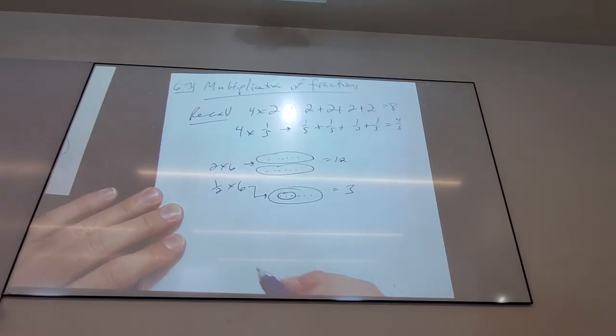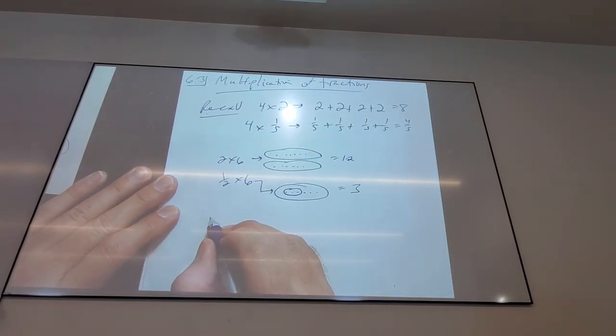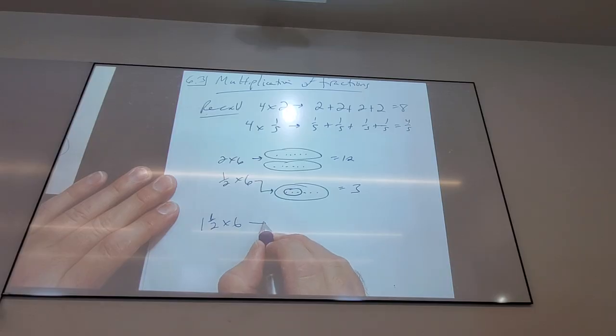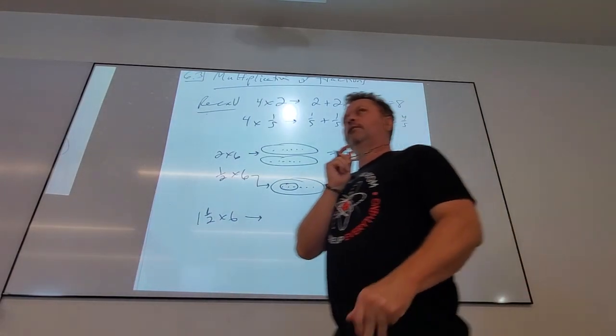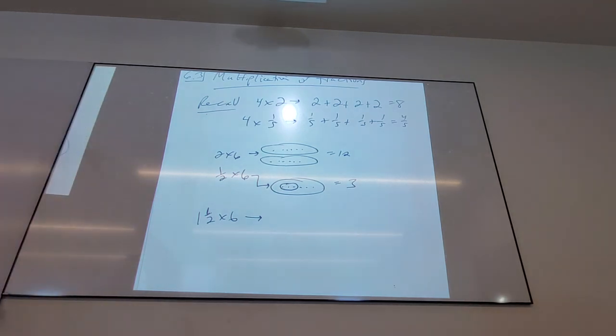What about this? Doing what we just did. Can you guys do this purely visually? 1.5 times 6. Don't say anything. Try to do it with a set model. Draw it out. Yes. Okay. Or you know, I don't know. I'm not gonna walk around with paper.